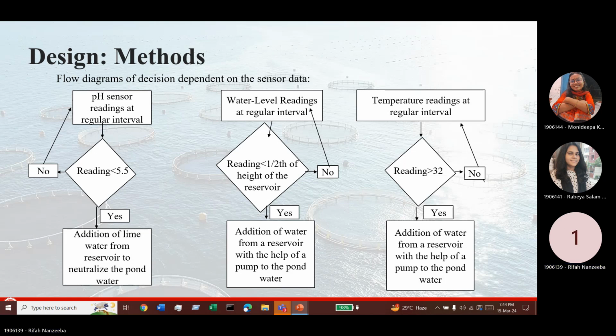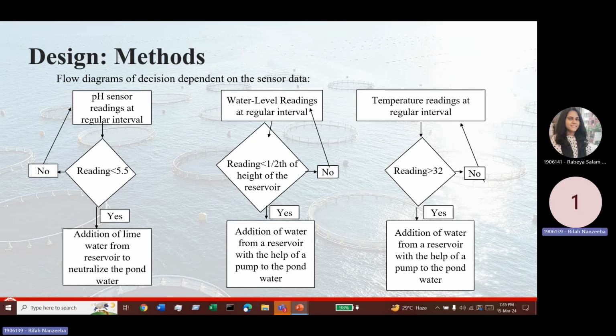We will also have a water level sensor. We will get water level readings from the sensor at regular intervals, and if the sensor reading is less than half of the height of the reservoir, then water will be added from a reservoir with the help of a pump to the pond water. And if we find that the water level height is higher than half of the height of the reservoir, then there won't be any addition of water.